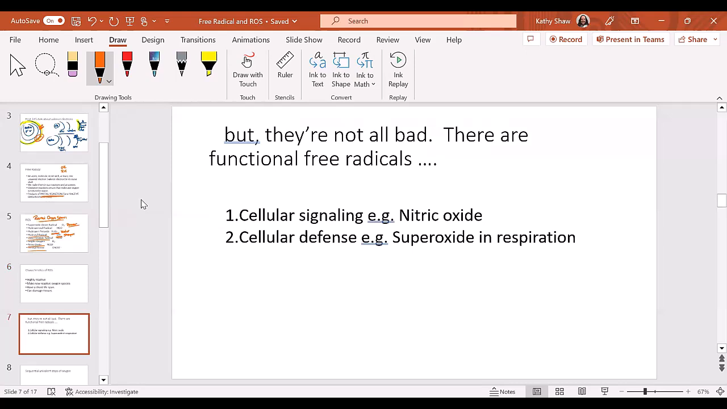They're not all bad, and I don't mean to make it sound like they are all bad. There are some functional free radicals, and like I said, this is some stuff we'll come to later. One of them we'll do today, but cellular signaling with the nitric oxide and everything we'll do later. Cellular defense and immune response, we'll try to talk about that at the end of this video.